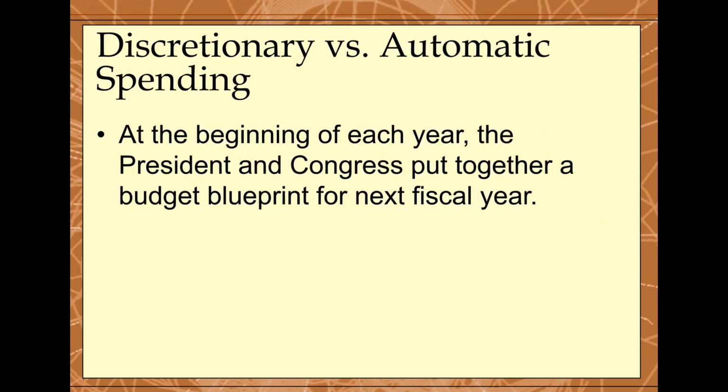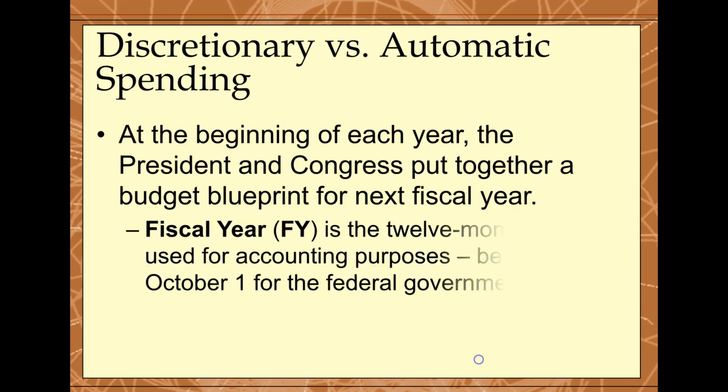So let's take a look at this process. So basically, the Congress is the governmental entity that's in charge of spending money at the federal level, right? And each year they get together with the president and put together a budget for the upcoming fiscal year. And the fiscal year is not from January to December. It's 12 months, but it begins October 1st for the federal government and it runs 12 months from that point.